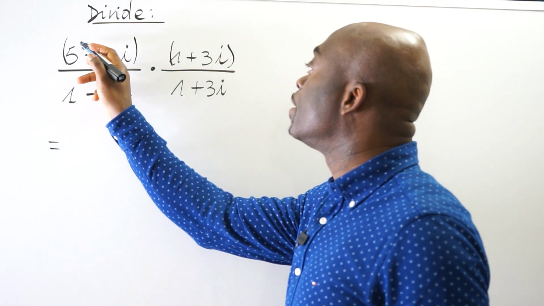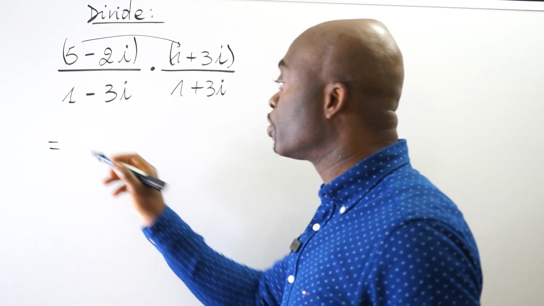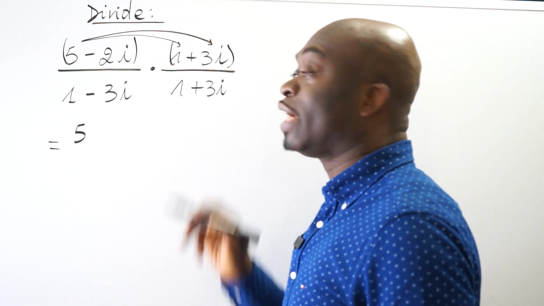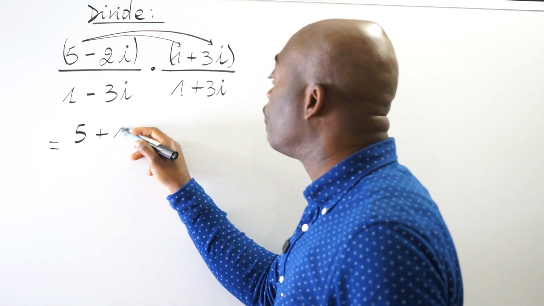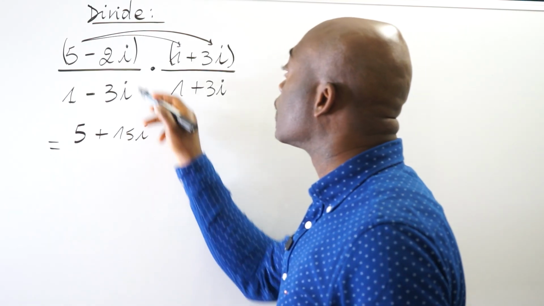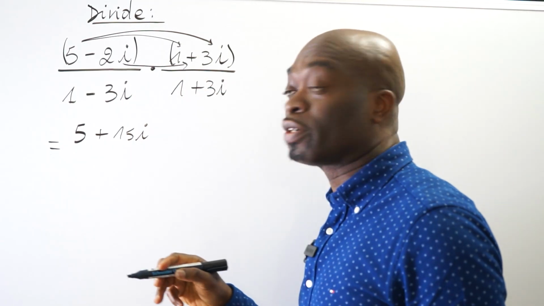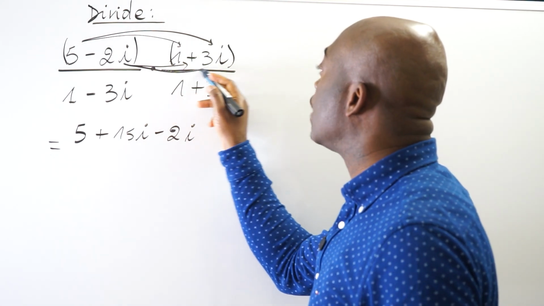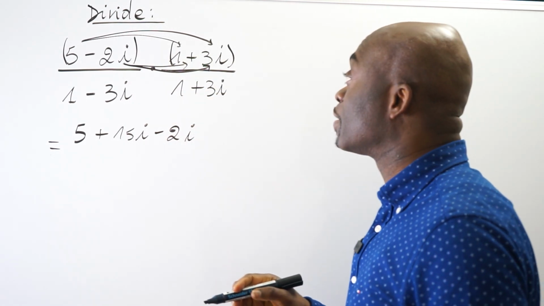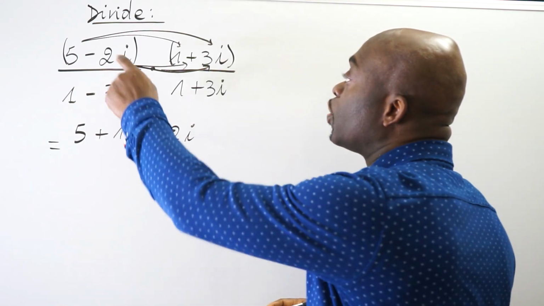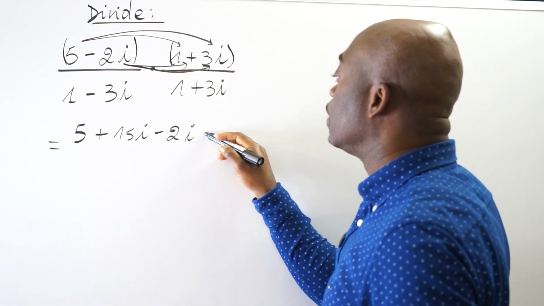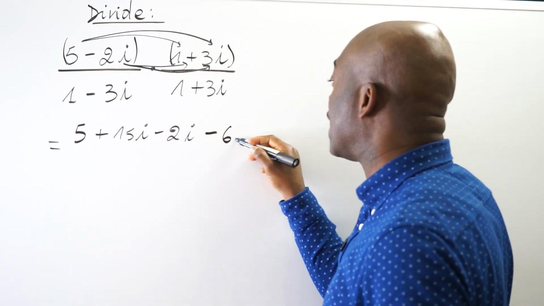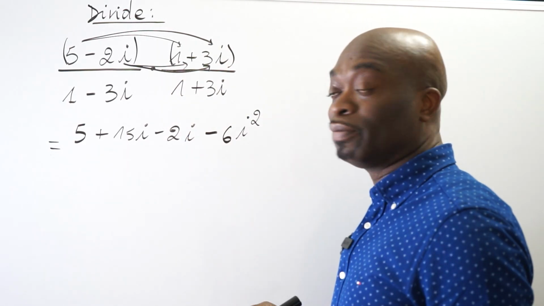All right? That means 5 times 1, which is going to give us, of course, 5 on the top. And then 5 times 3i, which is going to give us what? Plus 15i. Negative 2i times 1 is going to give us what? Negative 2i. Negative 2i times positive 3i. Negative times positive is negative. So that would be 2 times 3, which is 6, of course, right? And then i times i, which is i to the second power.